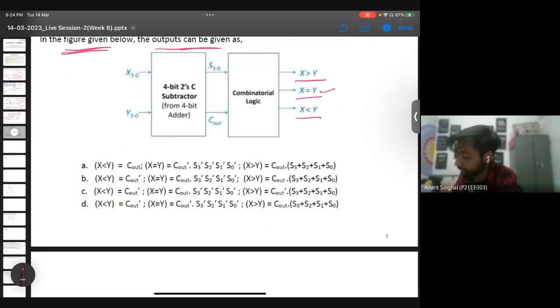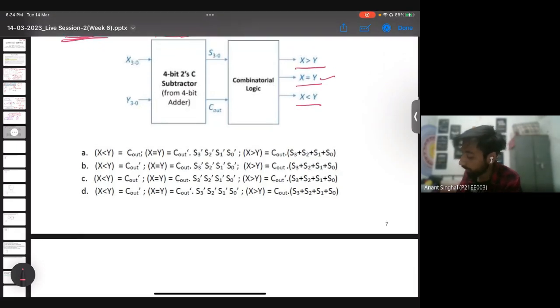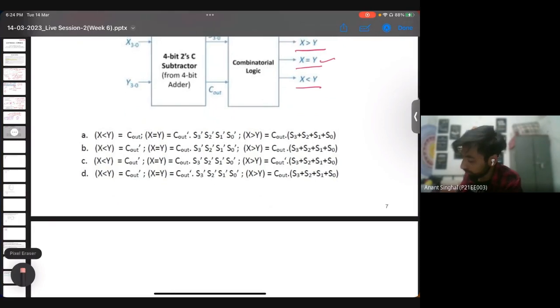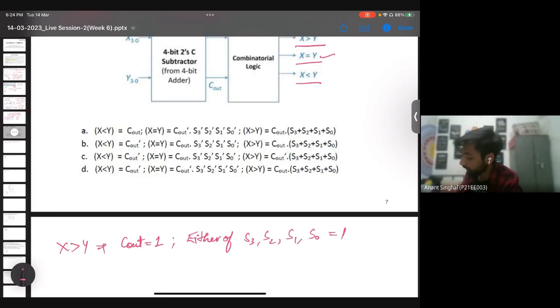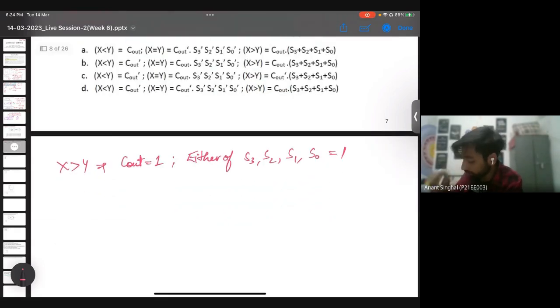So in the initial part of the circuit, what is given? It is a 4-bit 2's complement subtractor, and the output of the subtractor is given to this combination logic. So according to the subtractor and combination logic, there are certain things that we need to be aware of. For x greater than y, there are certain conditions. The conditions are Cout should be 1, and either of S3, S2, S1, and S0 should be 1. So this is a condition for x greater than y. For x equals y, what is the condition?